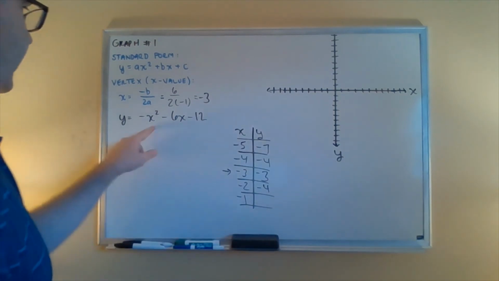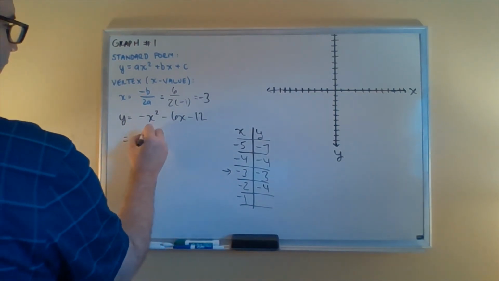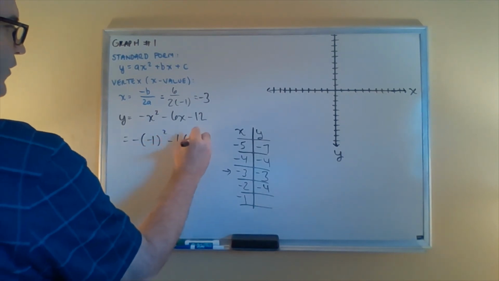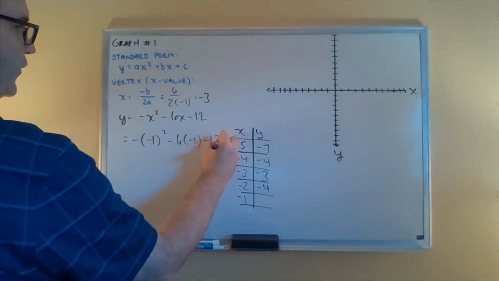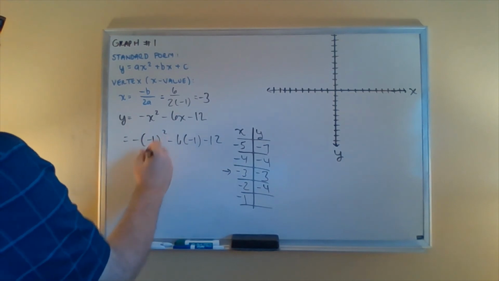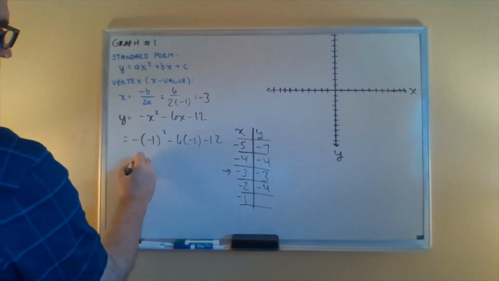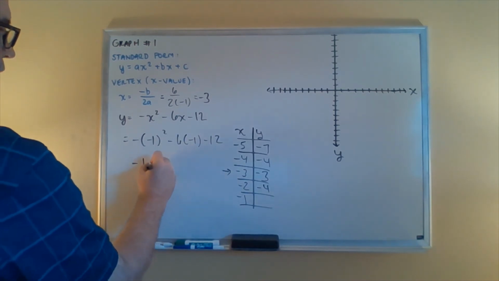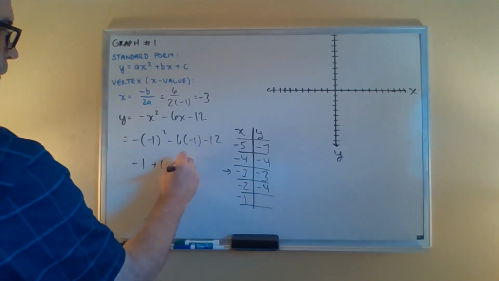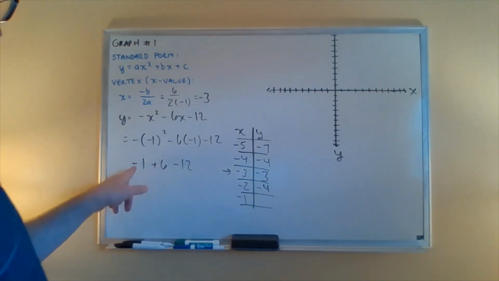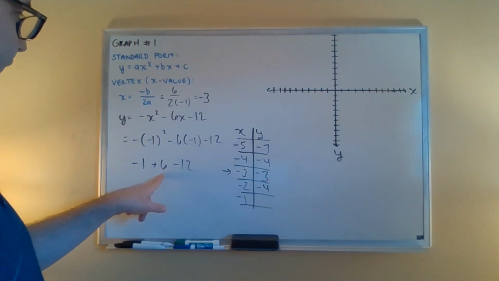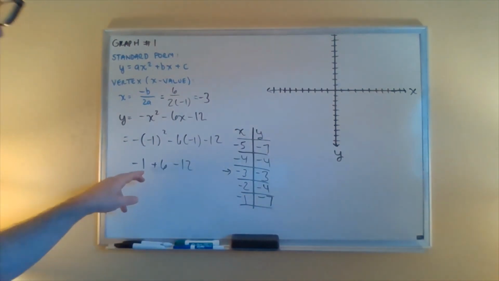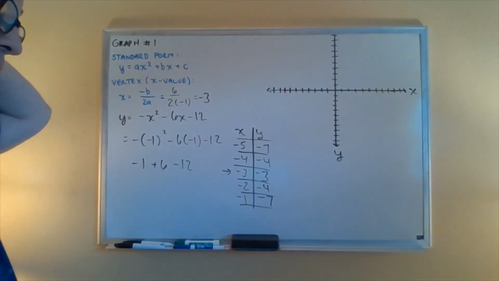And finally, we're going to plug in negative 1. We're going to get the opposite of negative 1 squared minus 6 times negative 1 minus 12. So negative 1 squared is 1. We're going to take the opposite of that, so we'll get negative 1. And then negative 6 times negative 1 is a positive 6. And then finally, minus 12. So negative 1 plus 6 is 5. 5 minus 12 is negative 7. So when x is negative 1, y is negative 7.